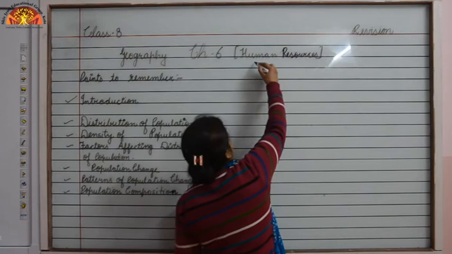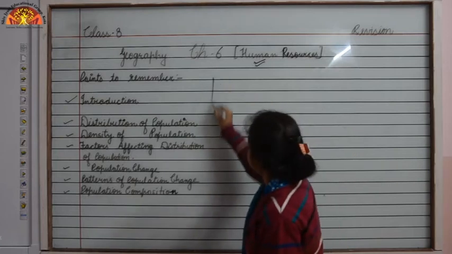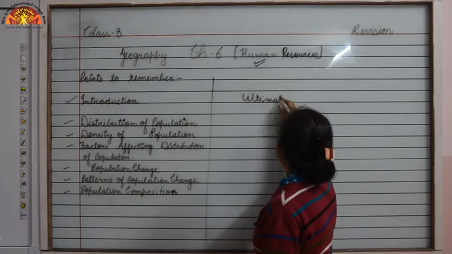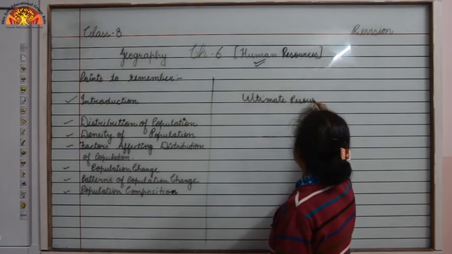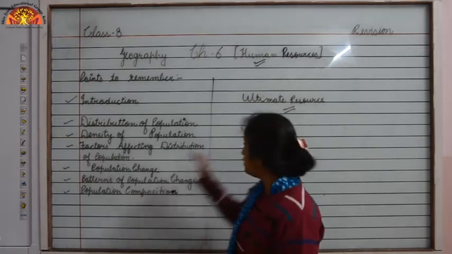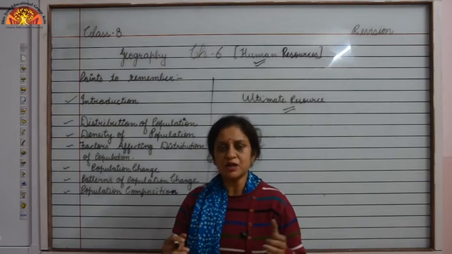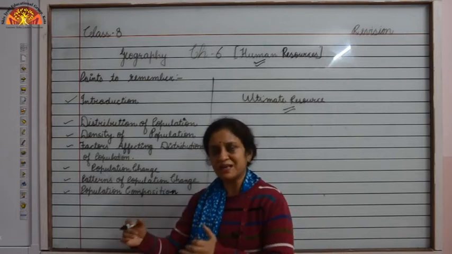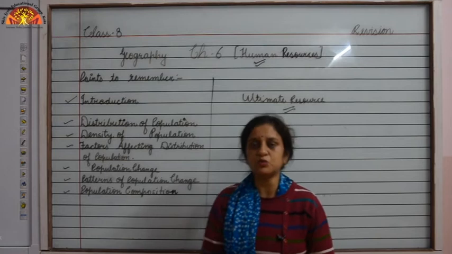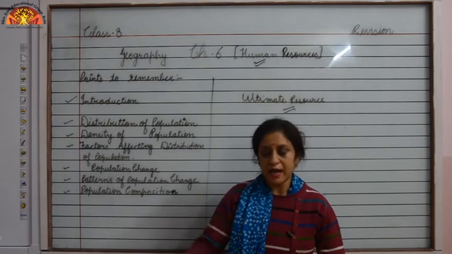As we are talking about human resources, human resources is the ultimate resource. Why is it so? Because it is an asset for any country. Human resources, we humans are our resources. With our skills, knowledge, invention and techniques, human beings convert the nature's gift, which is given to us by nature directly, into useful resources.